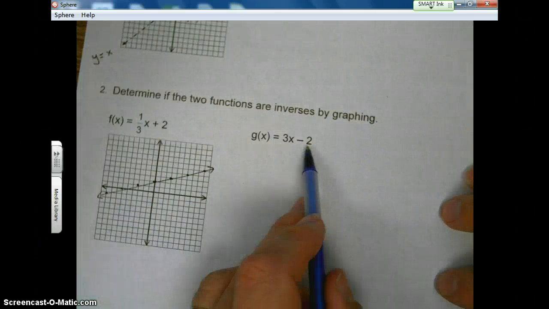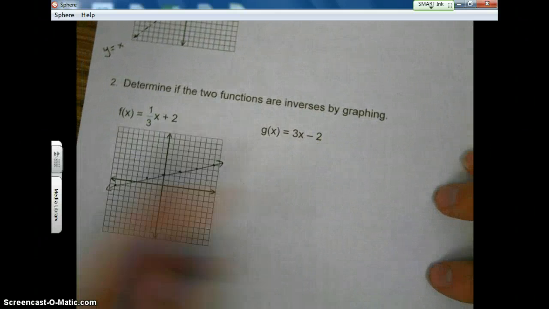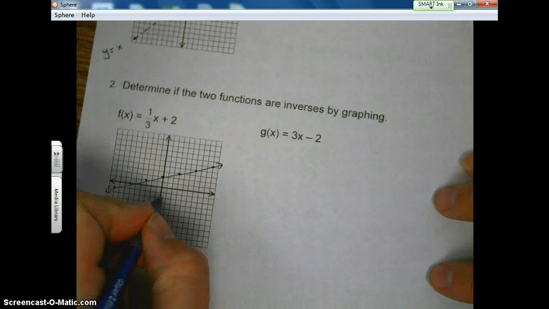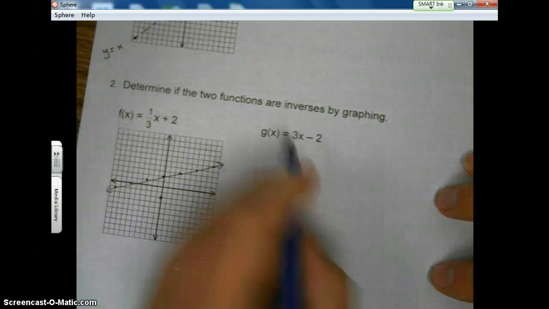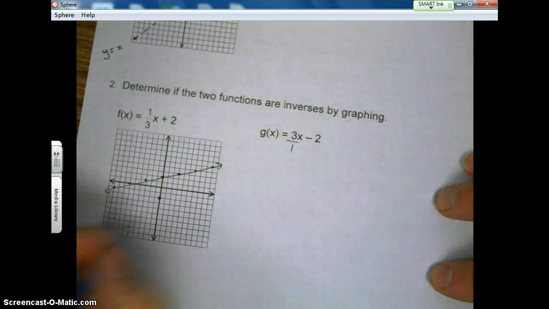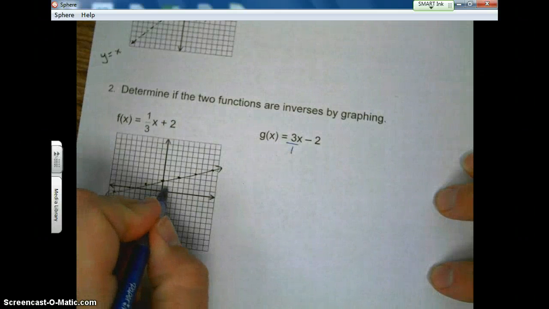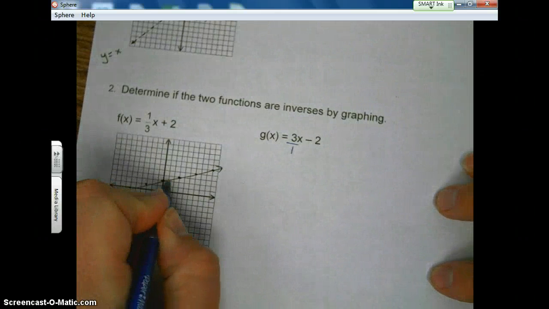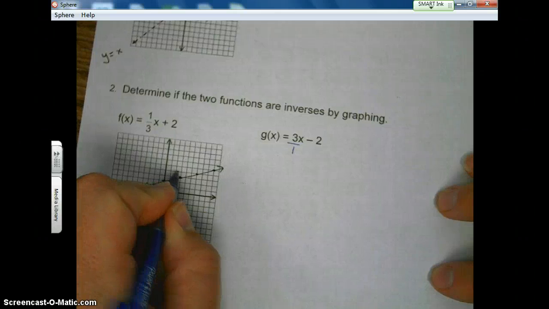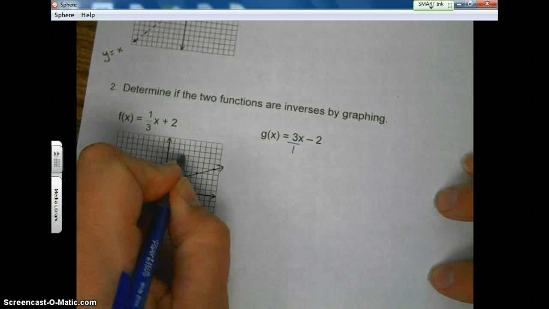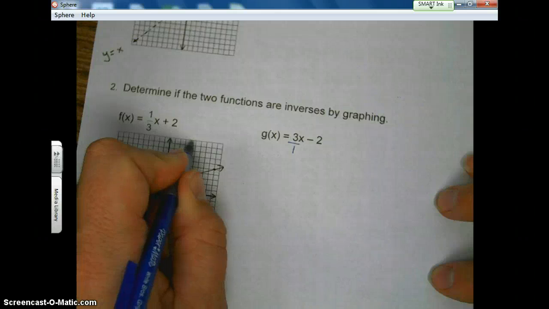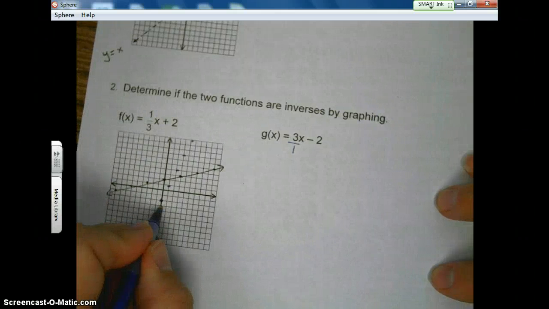Alright, so our y-intercept is -2. Slope is 3/1, so rise 3, run 1. Rise 3, run 1. Rise 3, run 1. And the other direction. Down 3, left 1.